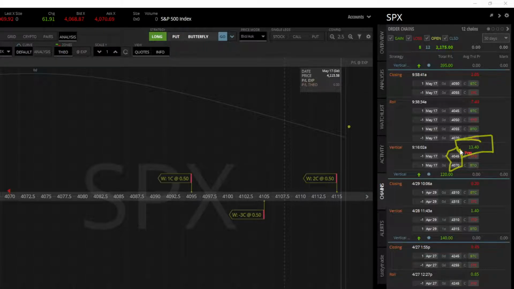Now, after I had the trade and we broke to the downside, I actually rolled that position for a no-lose trade at that point. Let's look at the numbers and kind of game this out a little bit.